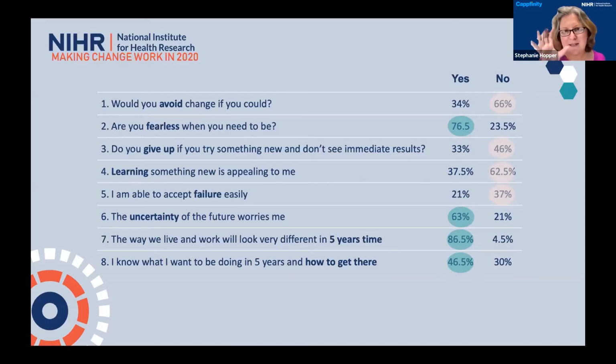But this poses a big question. How do you reconcile the fact that 1 in 3 of us would avoid change if we could, yet 9 out of 10 of us see change as definitely present in our future lives? What's your role in making a difference? How important is a manager's involvement in the change effort? Let's look at that now.